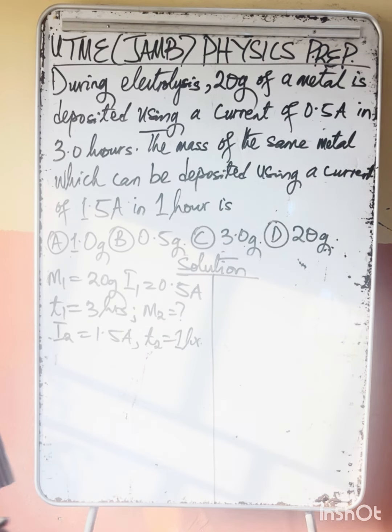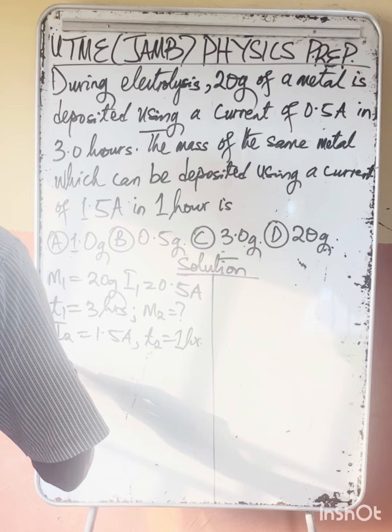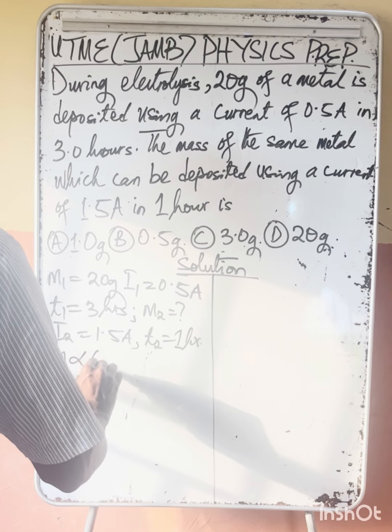Okay, so to do this, we use Faraday's first law of electrolysis, which tells us in clear terms that the mass of an element deposited or liberated at the electrodes is proportional to the quantity of electricity supplied, which means the higher amount of electricity used leads to higher amount of elements being discharged. So let's go. M is proportional to Q.